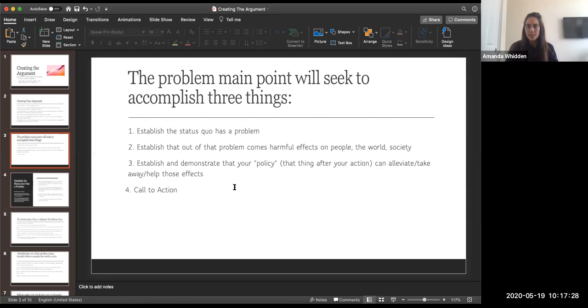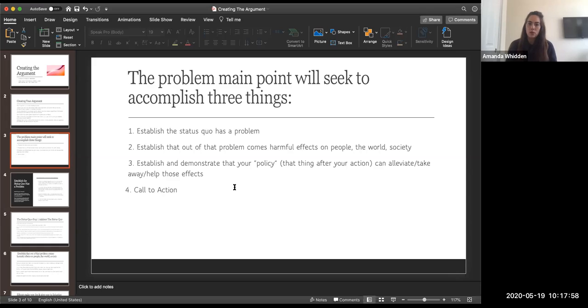The problem main point is going to accomplish these things. So it's going to establish that the status quo has a problem. In this case, not working out every day, daily, is creating problems. But we have to prove that those problems are enough and grand and really detrimental or damaging to an individual to make somebody get up off their butt and do something about it. So we really have to start to establish these problems or something that have a sense of urgency. Maybe we can make them appeal to the individual themselves.